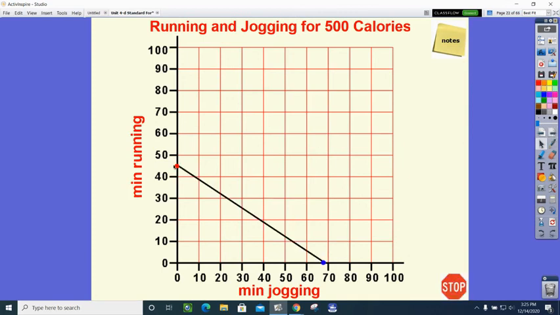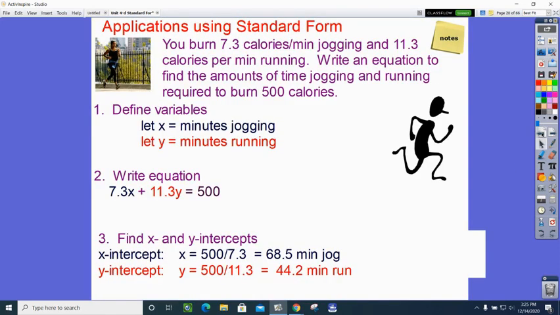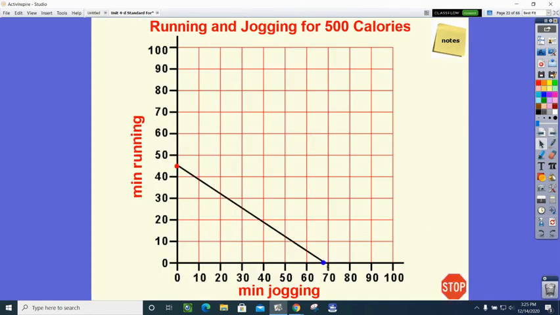Remember our x and y intercepts? Let me go back and remind you of those. So remember that the y is about 44 and the x is about 68. And so I just go to those axes and I put the dots and I connect them. And that is my graph of running versus jogging. So what does this mean? By the way, no arrows, guys, because you're not going to go into negative minutes running or negative minutes jogging.